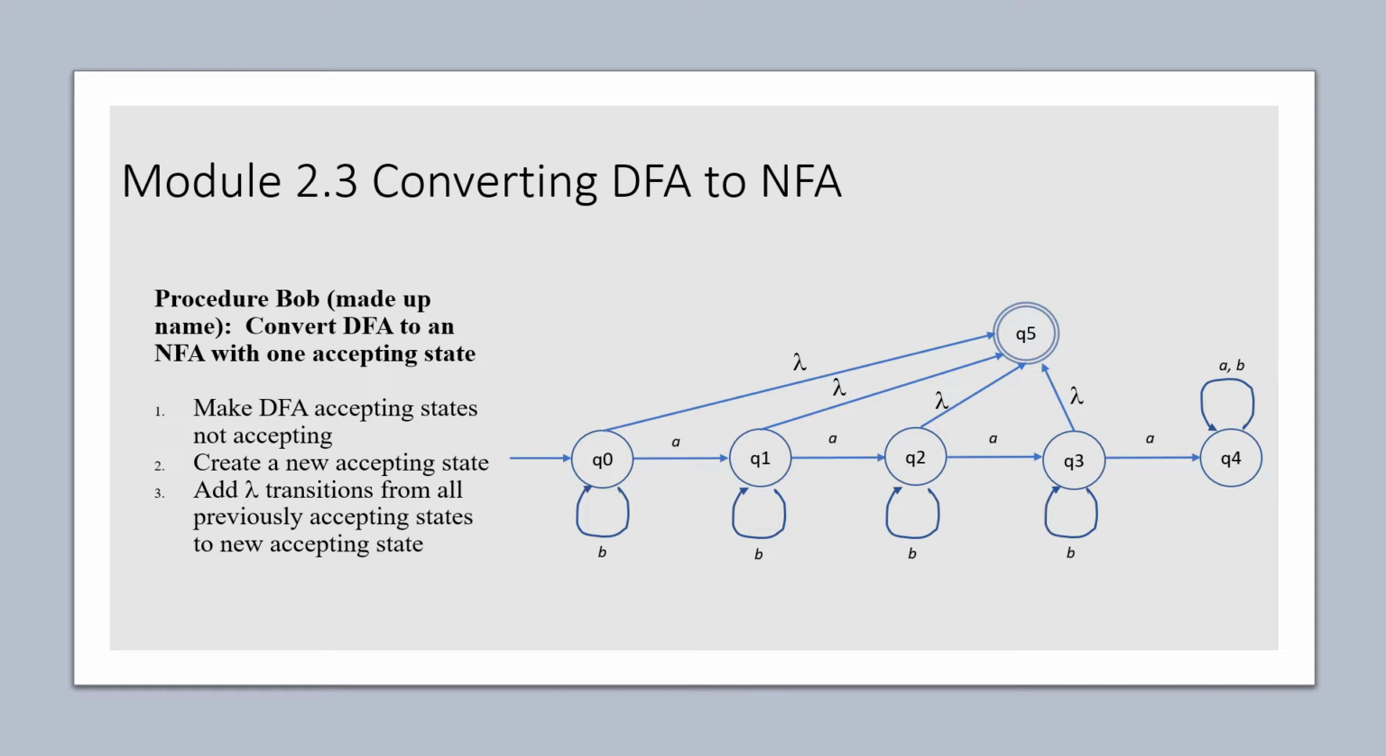Again, this is going to be the same as the original DFA. The original DFA was just Q0, Q1, Q2, Q3 were all accepting, but now I have changed them to non-accepting and added lambda transitions to a new accepting state. This is now an NFA. Convert a DFA to an NFA with one accepting state, and I have a made-up name in which I call that Procedure Bob.